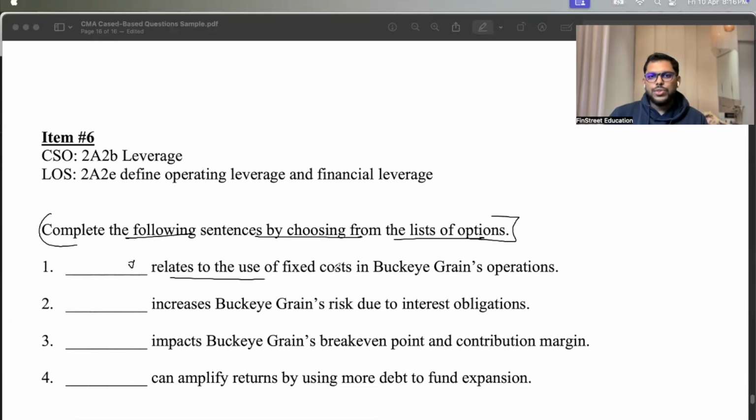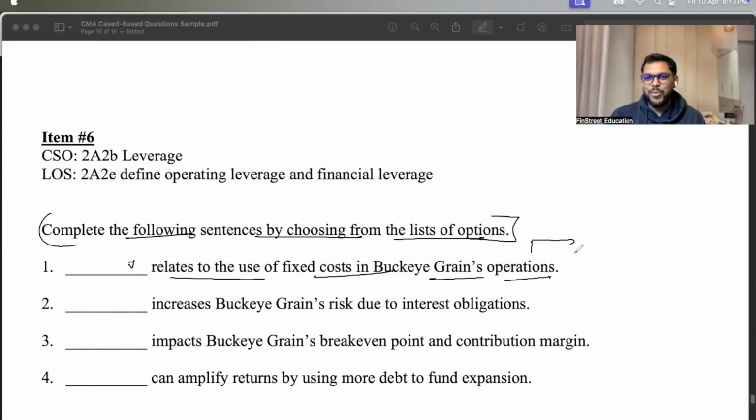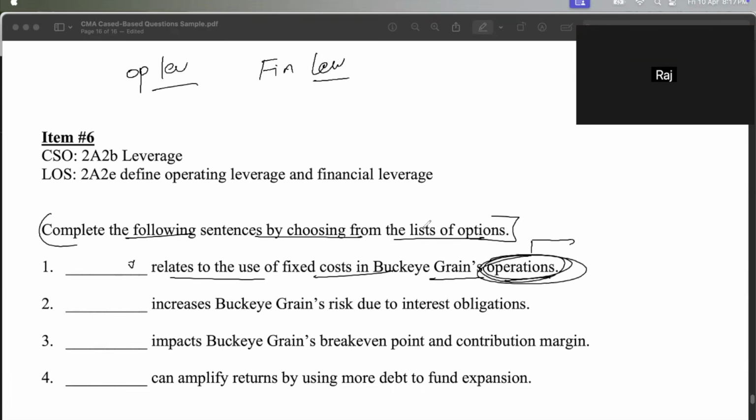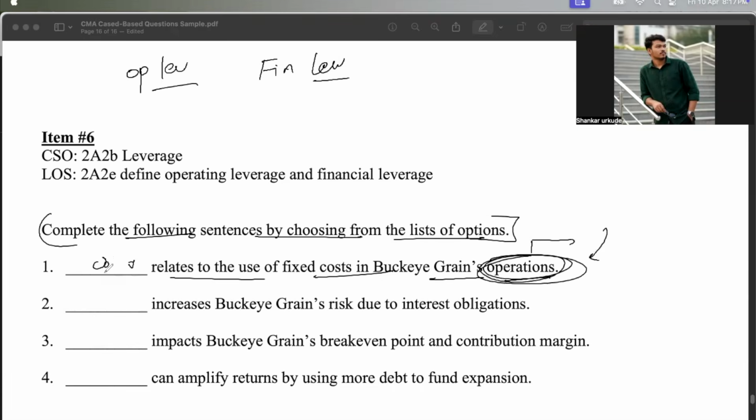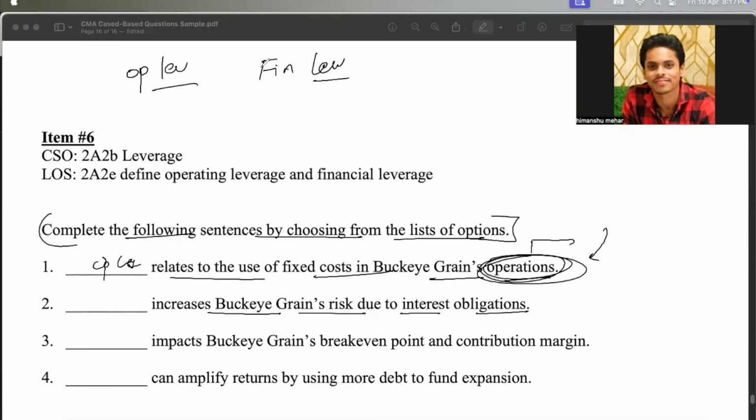Now let's come to the last question for the day. Complete the following sentences by choosing from the list of options. Again, drop down रहेगा. Let's look at the question. Dash relates to the use of fixed costs in Buckeye Grain's operations. Operating leverage. Excellent, श्रुति. I was thinking मैं आपको कैसे options दूं. चलो, 2 तरह के leverage होते हैं: operating leverage and financial leverage. Which leverage will make more sense over here? This is the hint. Operating leverage. Next. Dash increases Buckeye Grain's risk due to interest obligation. Financial.